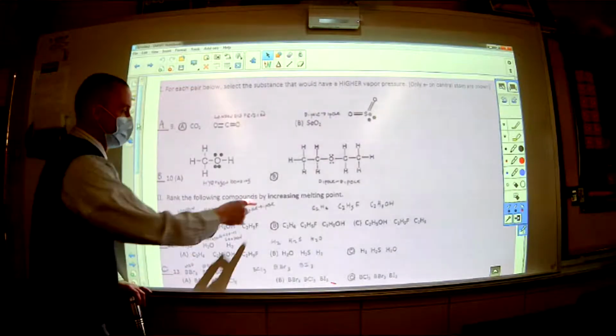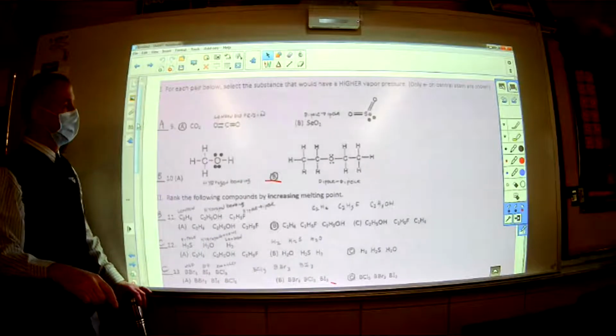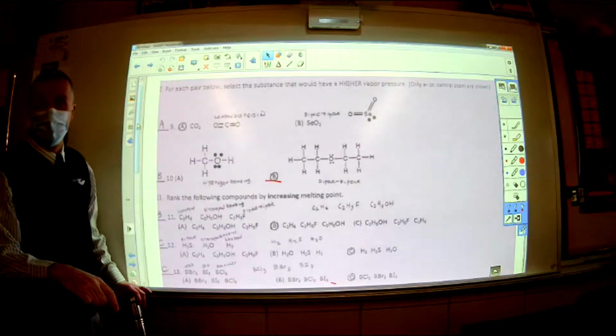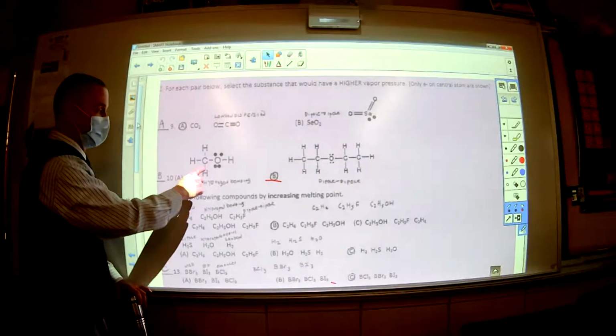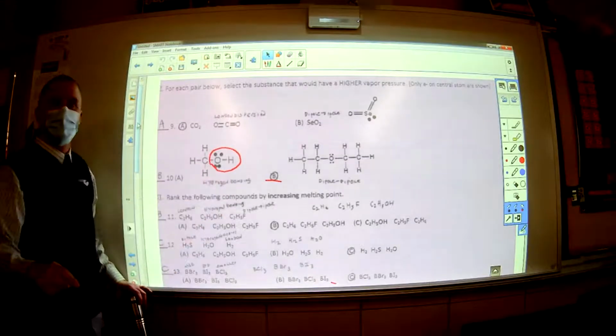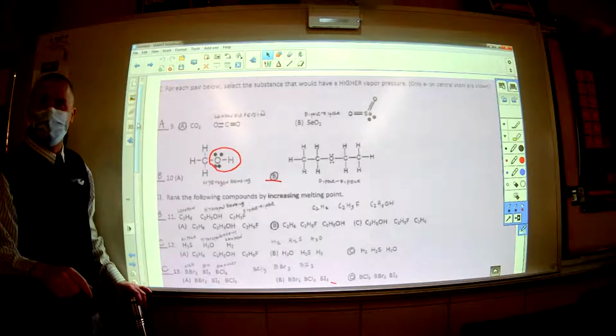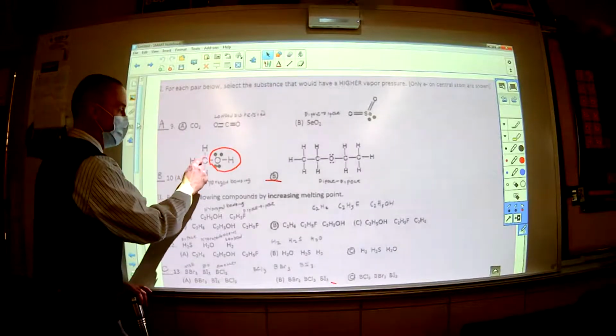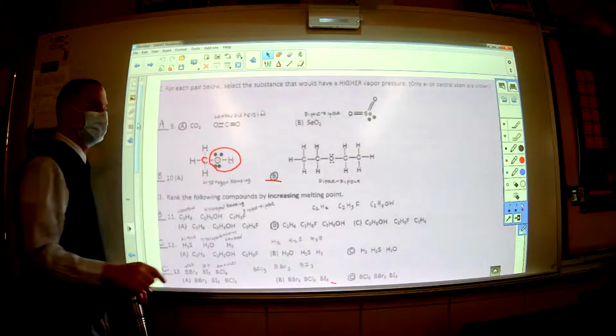Why is letter B more likely a gas? It goes to a gas more easily. They both actually go to gas. There's an alcohol right here. Do you remember the alcohol group we talked about? Hydrogen on an oxygen on a carbon. When you have a carbon with an oxygen and a hydrogen on it, that's called an alcohol group.